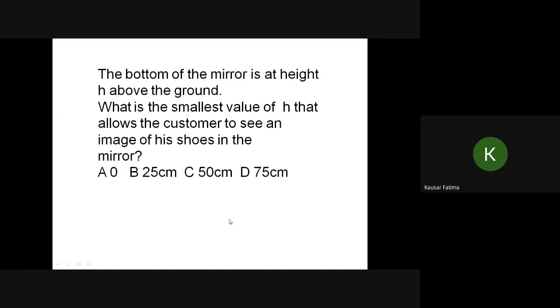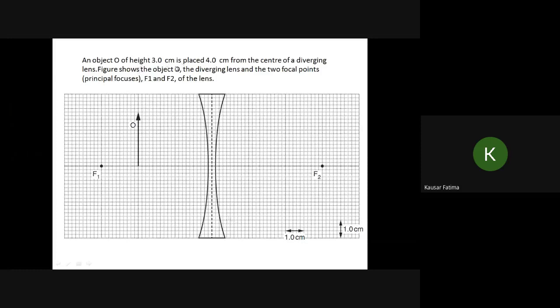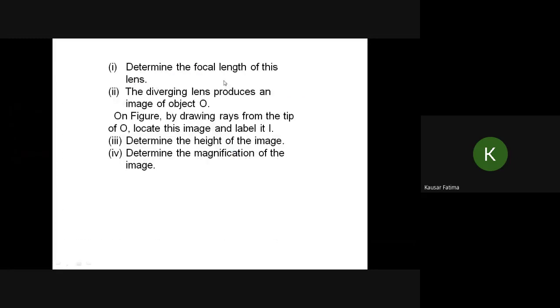An object O of height 3 centimeter is placed 4 centimeter from the center of a diverging lens. The figure shows the object O, the diverging lens, that is concave lens, and the two focal points f1 and f2 of the lens. Determine the focal length of this lens.